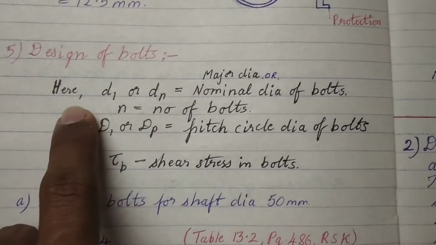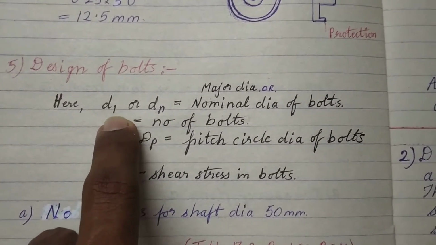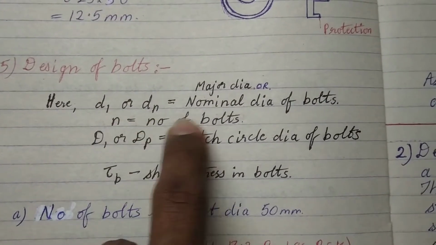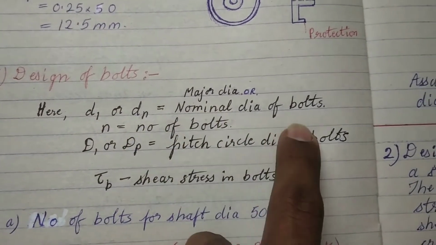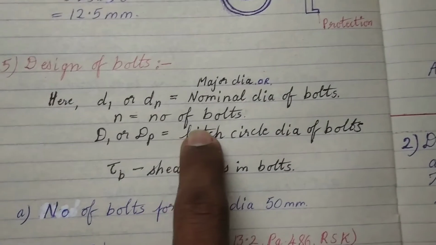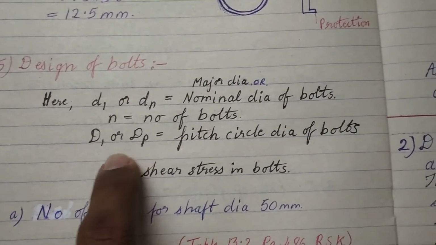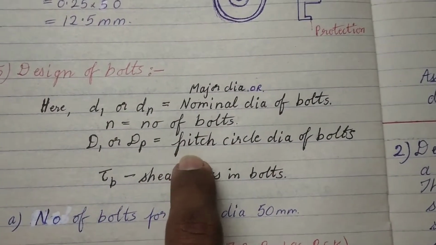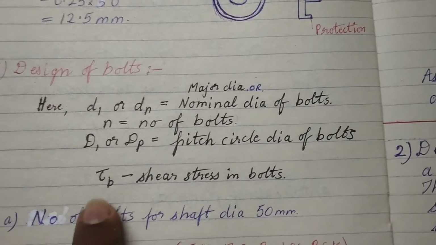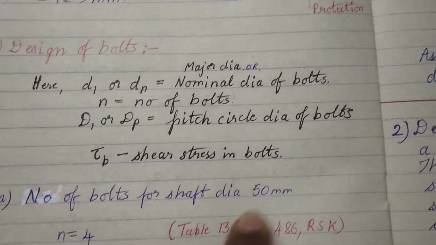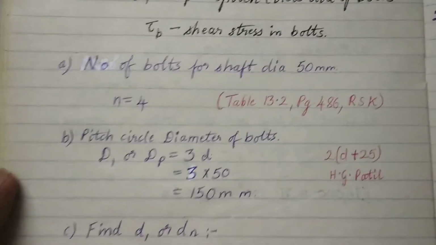Here we have some parameters. d1 or dn, small d1 or dn, is the nominal diameter or major diameter of the bolts. n is the number of bolts. Capital D1 or Dp is the pitch circle diameter of the bolts. Tau b is the shear stress in the bolts. So let us see what we need to find out.